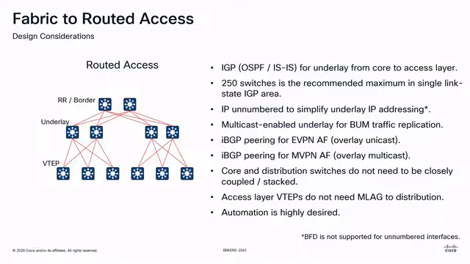In routed access, you typically want to have a multicast-enabled underlay for BUM traffic replication. I think it goes without saying: it's just too many VTEPs, and the scale might be prohibitively expensive for ingress replication. And the advantage is that there is no stacking, no close coupling between core and distribution. Automation is highly desired.